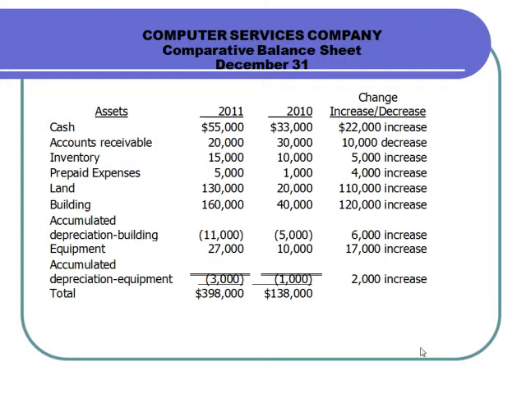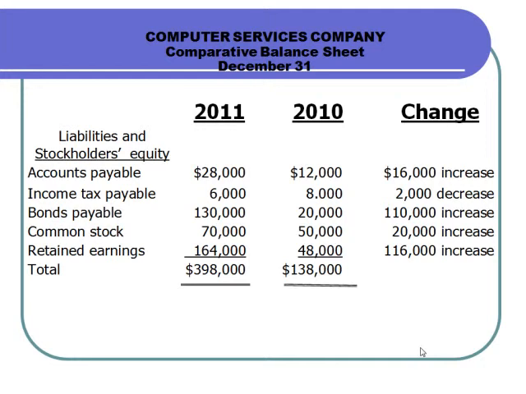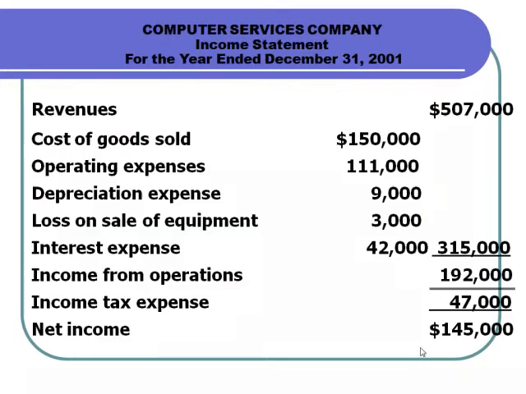For me, I've got the assets on this first slide and then the liabilities and stockholders' equity on the second slide. You can see that we've got a $22,000 increase in cash for the current year as compared to the prior year. And I've got the liabilities on a second slide, and we've got increases and decreases. I've also got the income statement as do you, and sales revenues were $507,000 with net income $145,000.